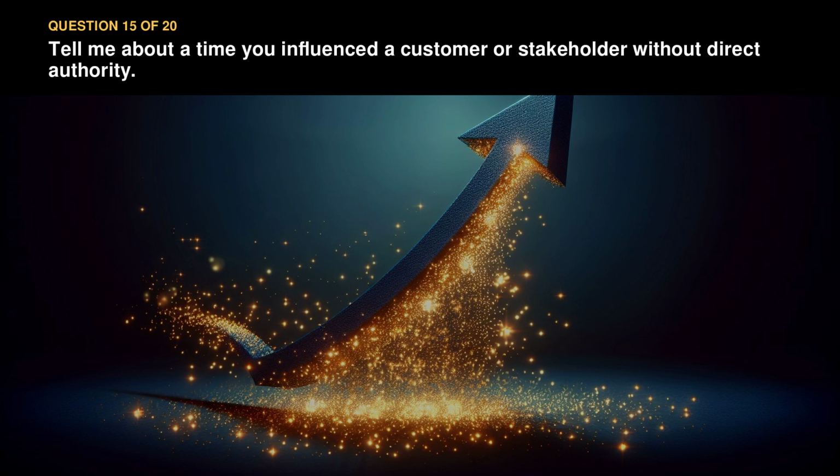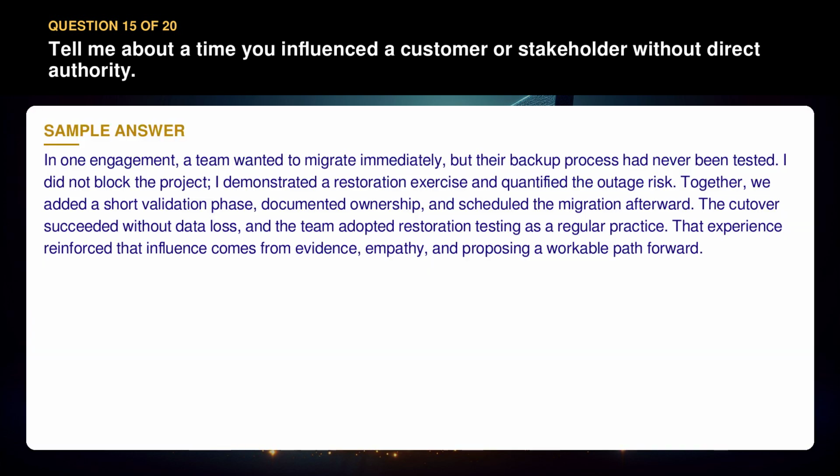Question 15. Tell me about a time you influenced a customer or stakeholder without direct authority. In one engagement, a team wanted to migrate immediately, but their backup process had never been tested. I did not block the project. I demonstrated a restoration exercise and quantified the outage risk. Together, we added a short validation phase, documented ownership, and scheduled the migration afterward. The cutover succeeded without data loss, and the team adopted restoration testing as a regular practice. That experience reinforced that influence comes from evidence, empathy, and proposing a workable path forward.